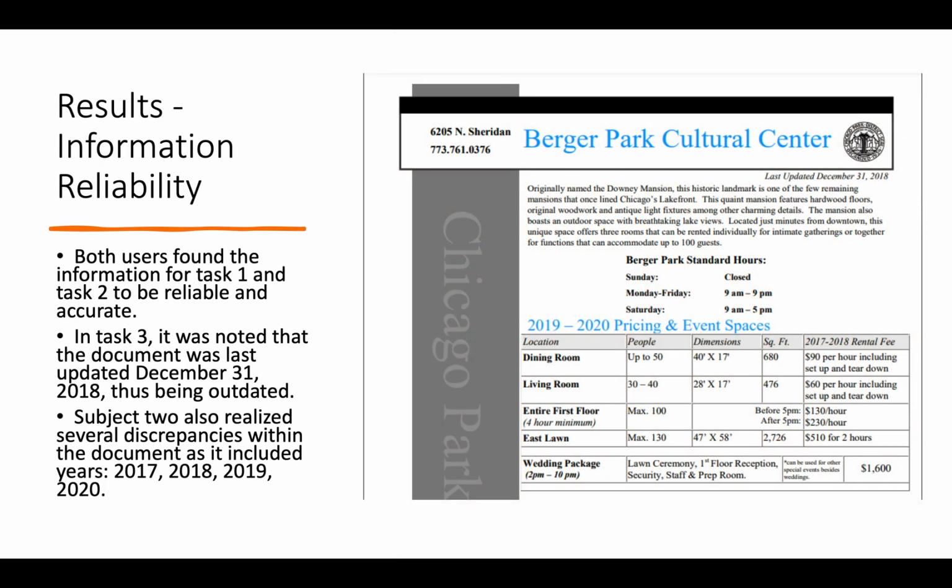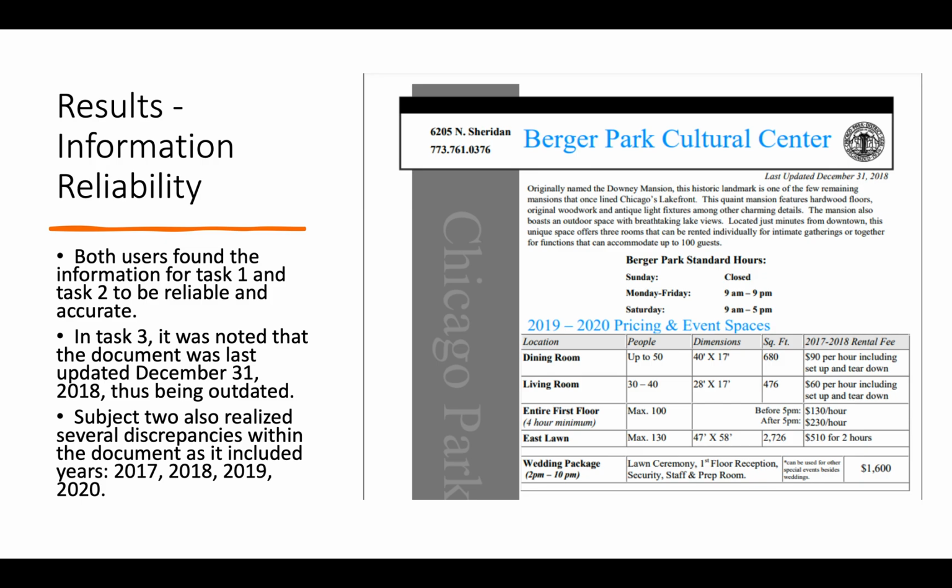Now, diving deeper into the results, the first section of the results is broken into information reliability. Both users found the information for the first task and the second task reliable. However, in the third task, it was noted that the document was outdated and included several discrepancies. This was in the form of the dates.